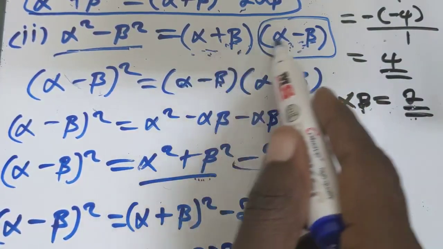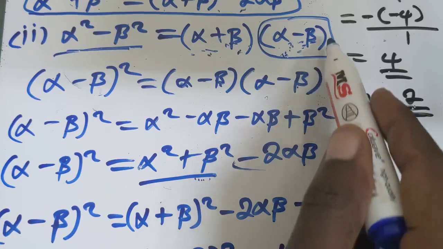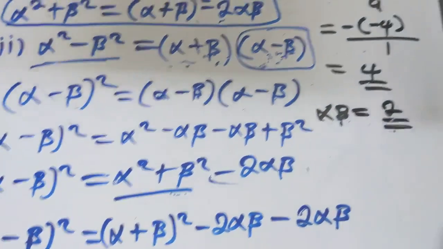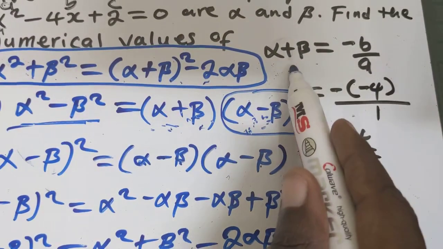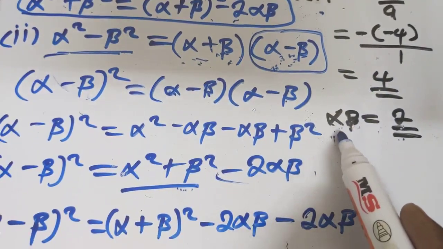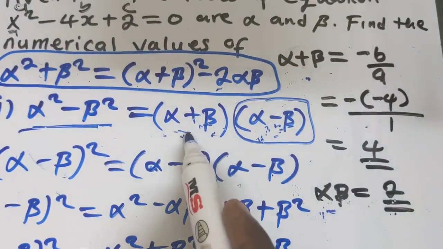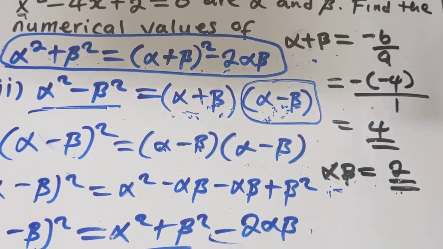So we want to find this one, because we don't know it. Here we only have the sum and the product. So this is a sum, but we don't have the difference. Now how do you find the difference?